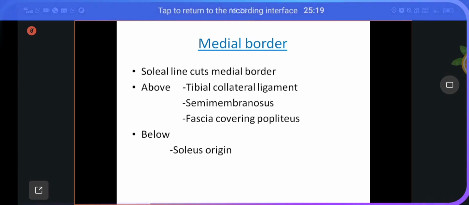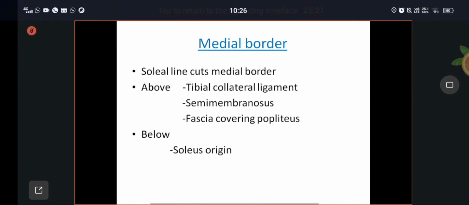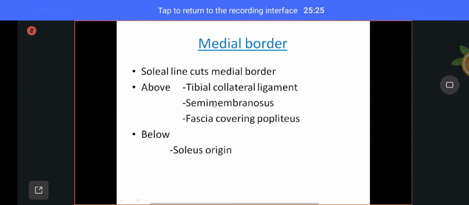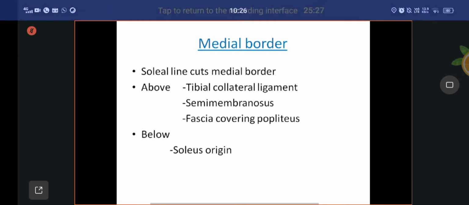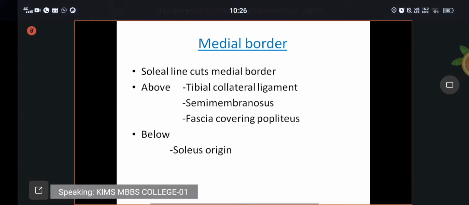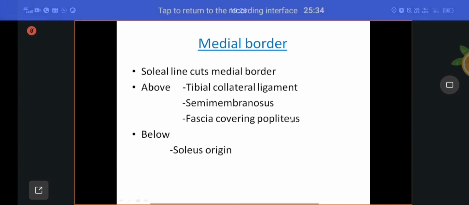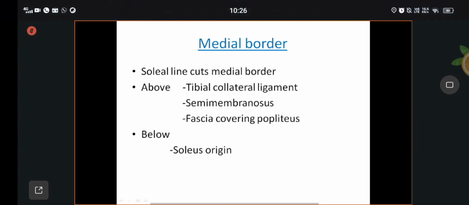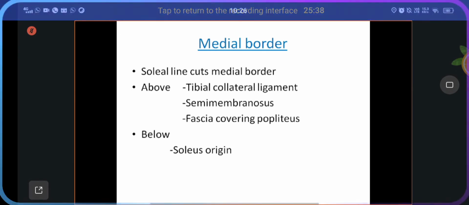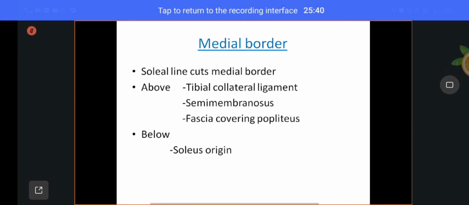And the semimembranosus muscle, this is a muscle of the back of the thigh. For the time being, remember like this: the muscle of the back of the thigh is also inserted here. And this is a secondary insertion. Primary insertion is in the groove on the posteromedial aspect of the medial tibial condyle. And the fossa covering the popliteus muscle.